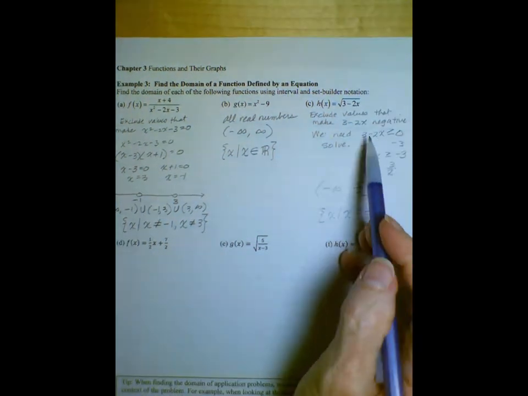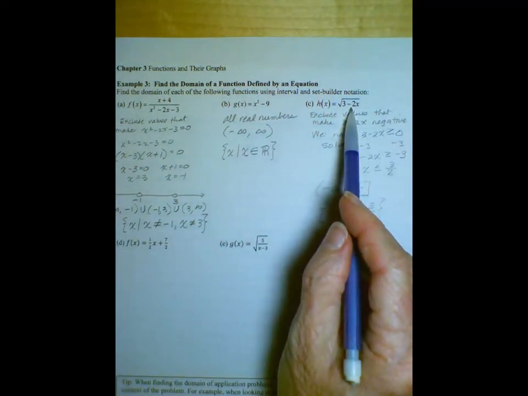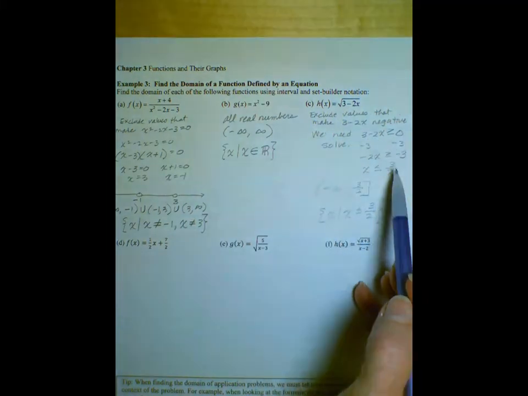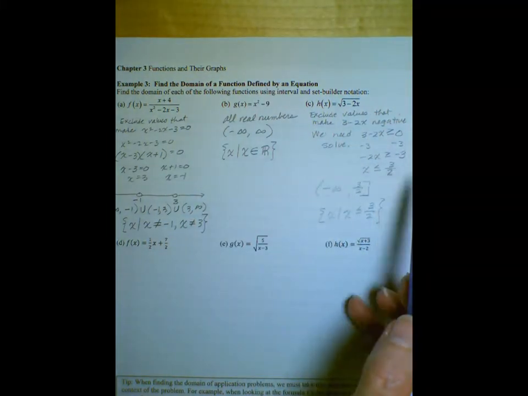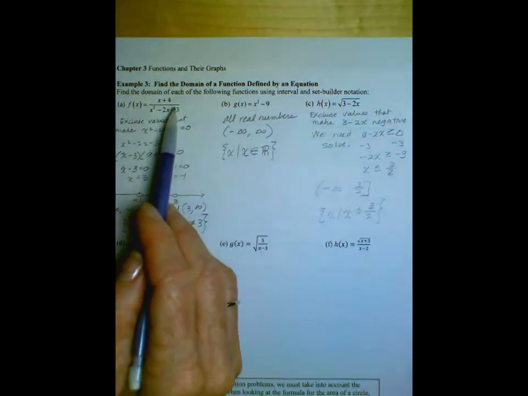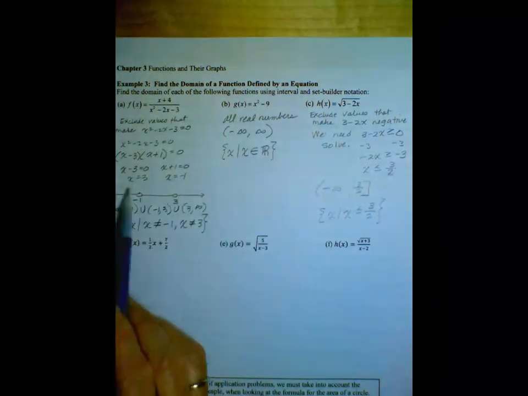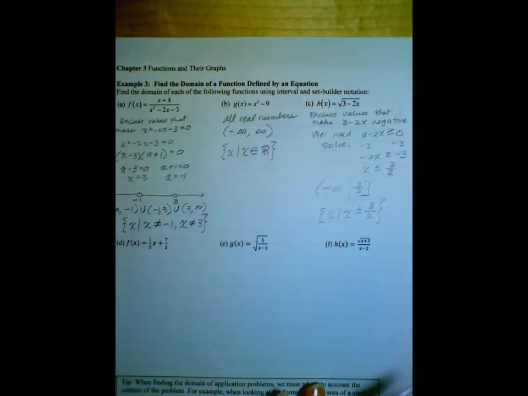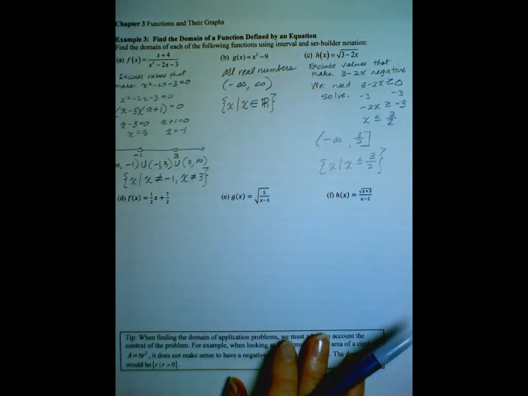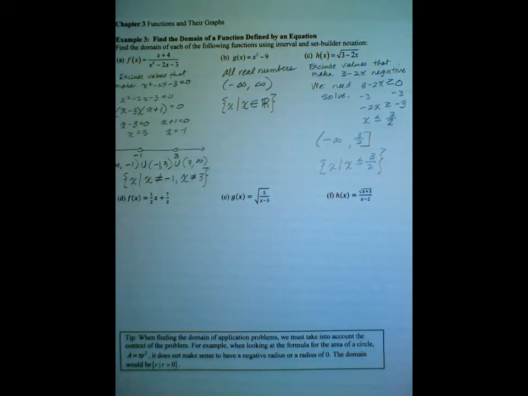Okay, so it's a little bit different strategy when it's the radical. We say what we need and we find out what makes that happen. For the denominator, we set it equal to 0, and then these are the numbers we take out. Okay, we'll work the next 3 examples in the next video.